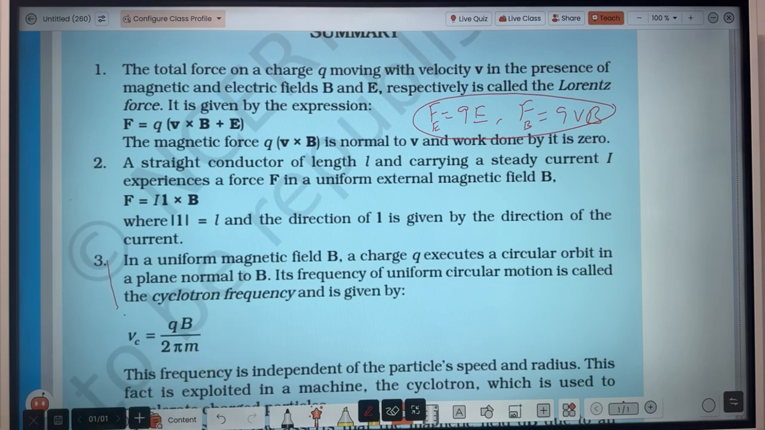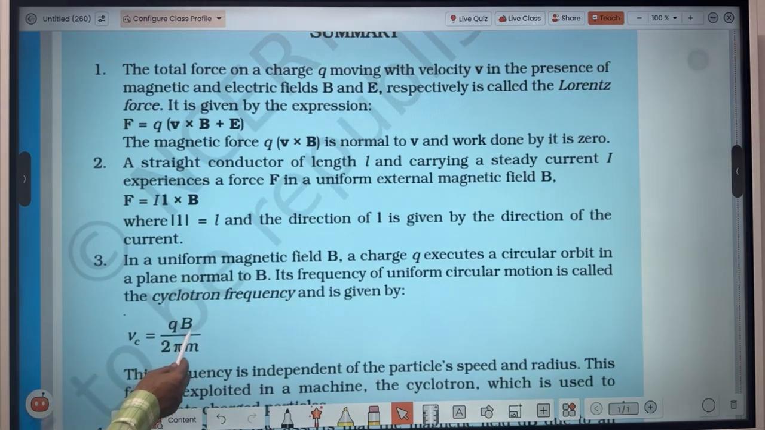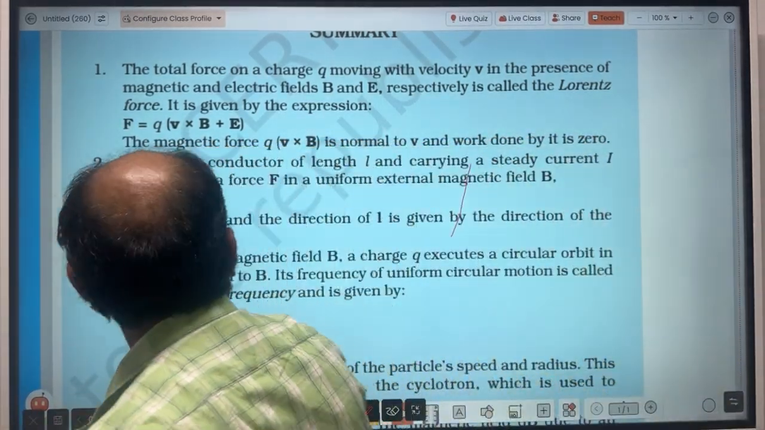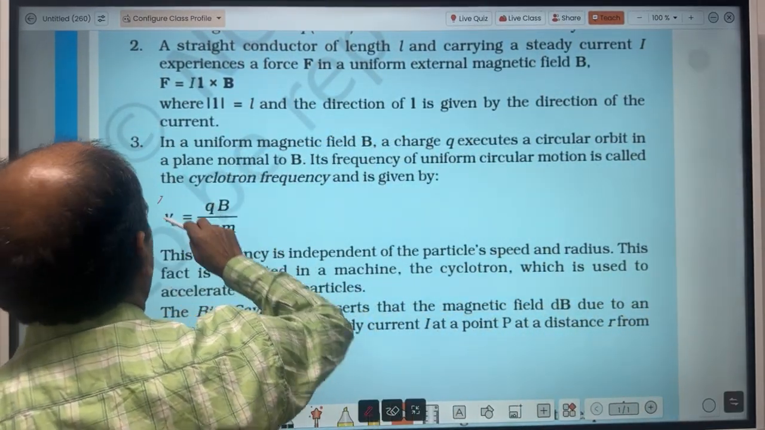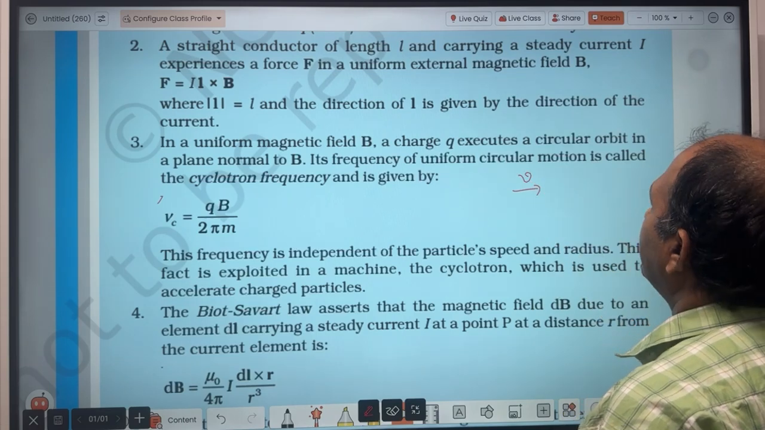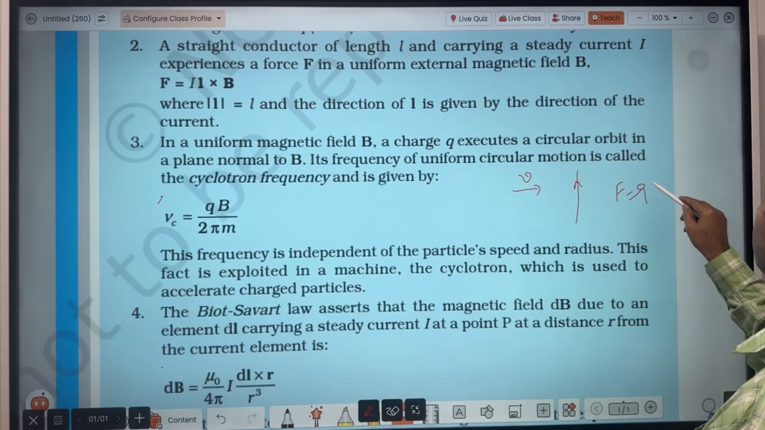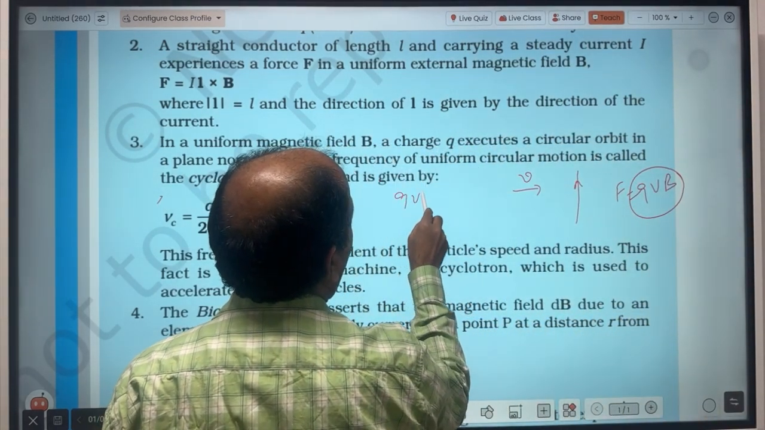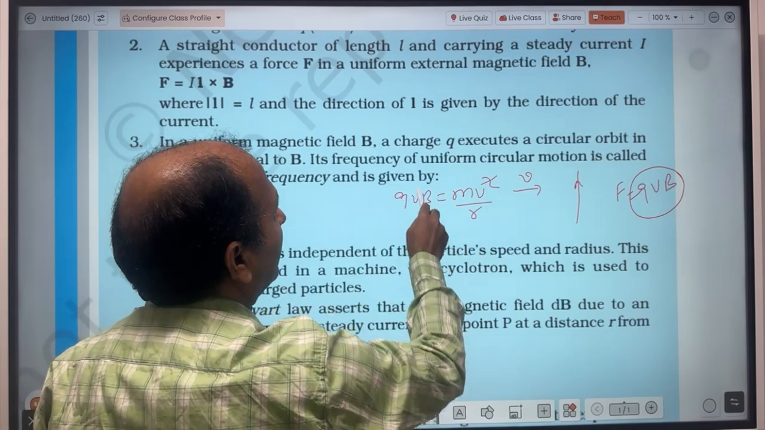In a uniform magnetic field B, a charge q executes a circular motion. We have studied about it, and its frequency is called the cyclotron frequency, which can be easily evaluated. If you don't remember, I can make you recall how to get this. If the velocity of a charged particle and the magnetic field are mutually perpendicular, then F will be qvB, sin theta will become 1, and this qvB will provide the centripetal force. So qvB equals mv squared upon r. From here we can get the value of v, right?